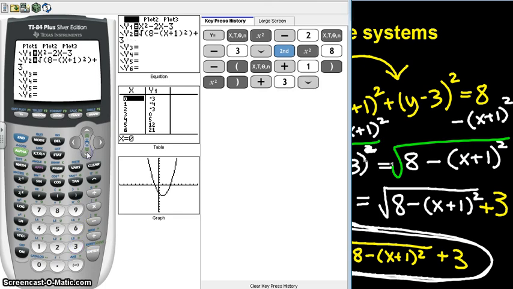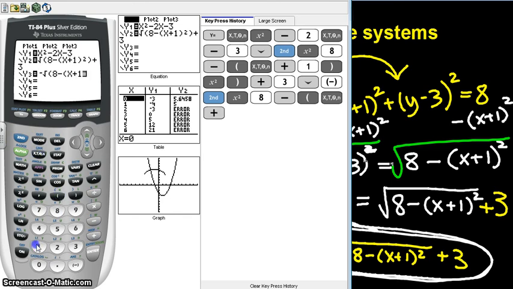Now in y3, I'm inputting exactly the same thing with a negative out front. Remember to use a negative, which is next to the decimal key, instead of a minus. And we're ready to graph.